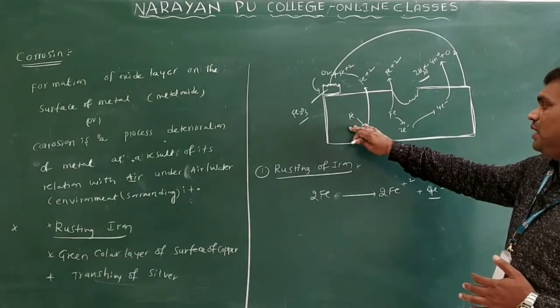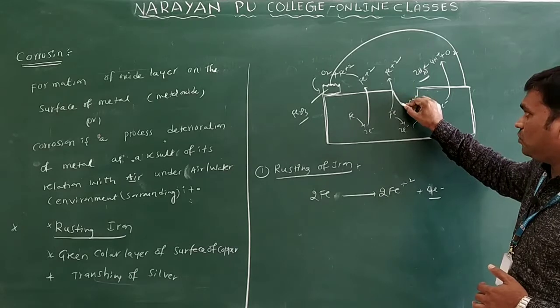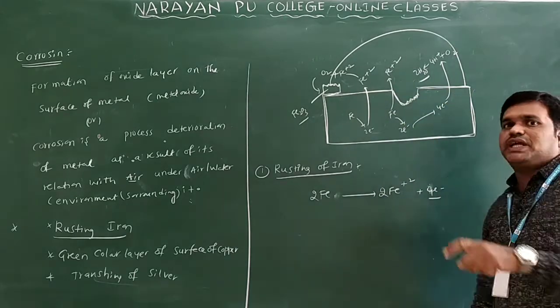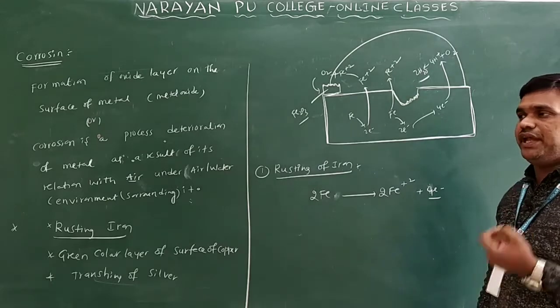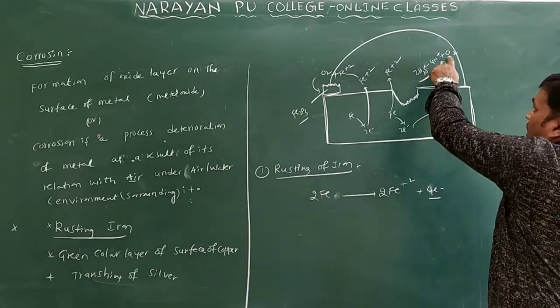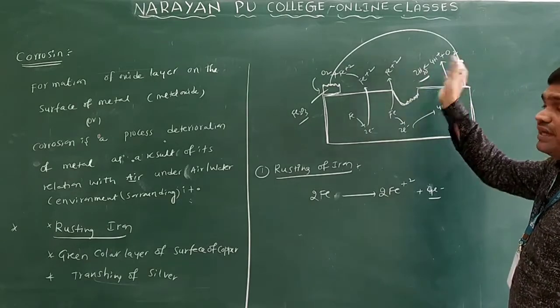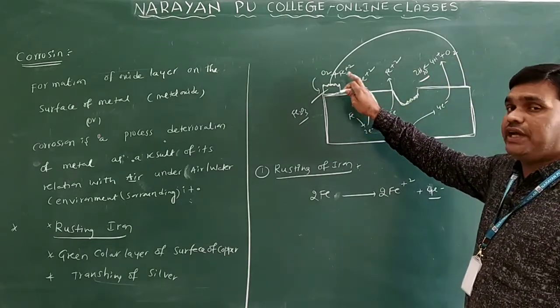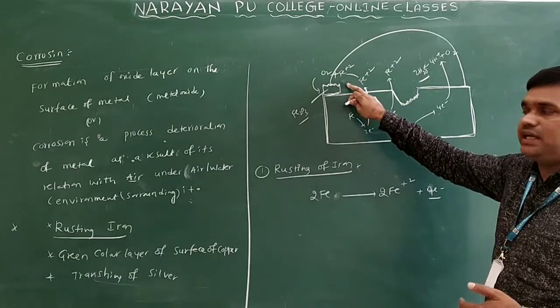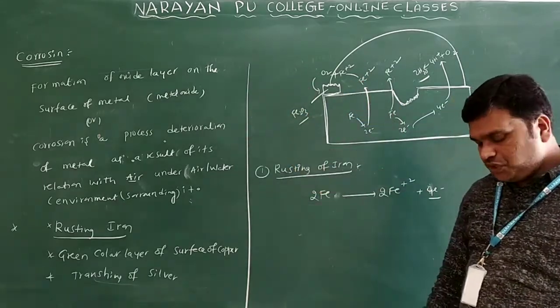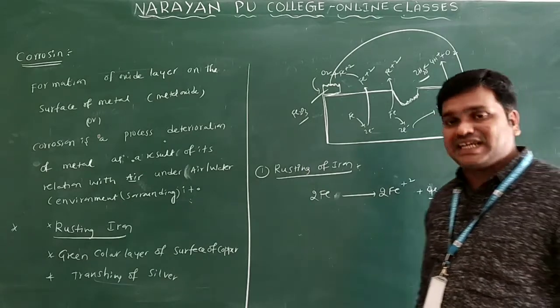Here iron metal undergoes oxidation; it is an anodic spot. So iron undergoes oxidation at the anodic spot. Those electrons are taken by H+, which combines with oxygen and forms water. You can see here these Fe2+ ions again combine with oxygen. They will form Fe2O3. Generally we call it rust.